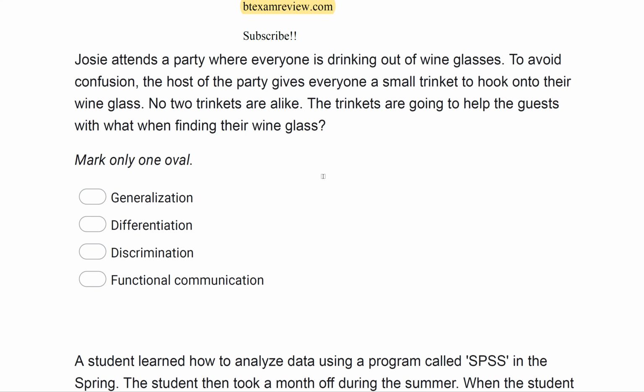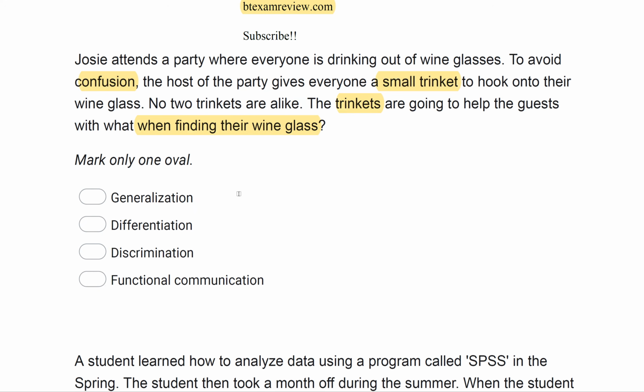So we're looking at something that these trinkets are going to aid these guests with when trying to find their wine glass. Whenever you think about this question and questions like this, what you need to consider is, what are we trying to accomplish? What are we trying to get the guest to be able to do? Well, we know that everyone is drinking out of wine glasses, and we want to avoid confusion. So the host of the party gives everyone a small trinket. So how are those trinkets going to help avoid confusion when guests are looking for their wine glass?